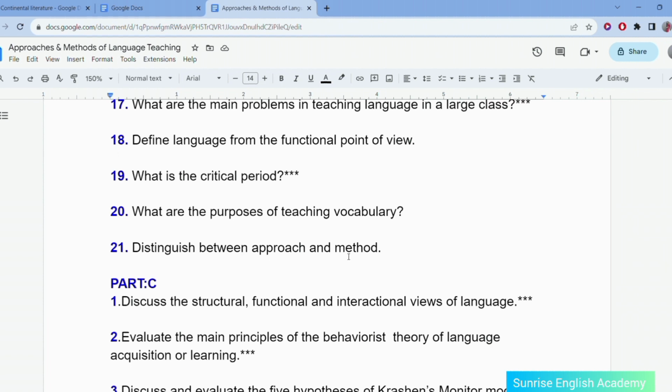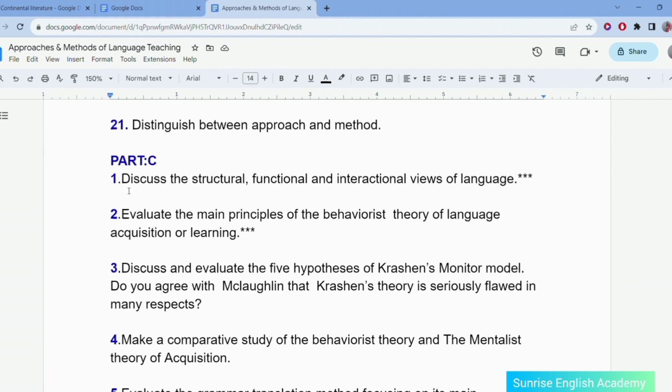Now we are going to start Part C. 1. Discuss the structural, functional, and interactional views of language.